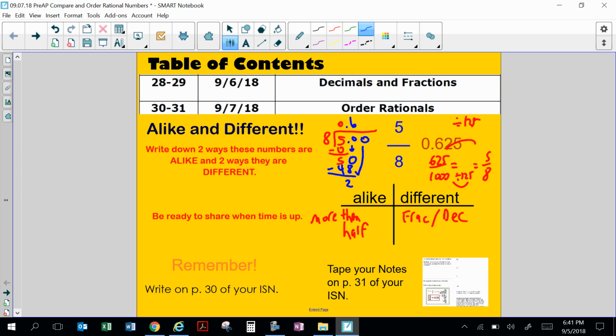Annex another 0. How many 8s go into 20? 2 times. That's 16. 20 minus 16 is 4. Annex another 0. How many 8s go in 40? 5 times. So they are equivalent. 5/8 is equivalent to 625 thousandths.